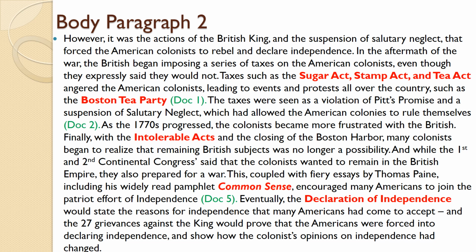Okay, I could have worded this a bit differently because it makes it seem like I'm saying that document 1 is the Boston Tea Party, but I'm talking about how there are protests. So hopefully the College Board will let that fly.